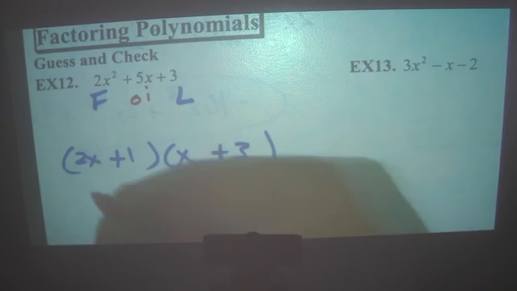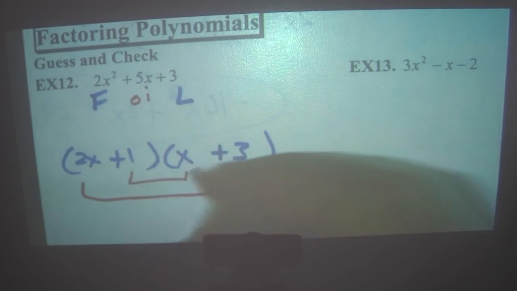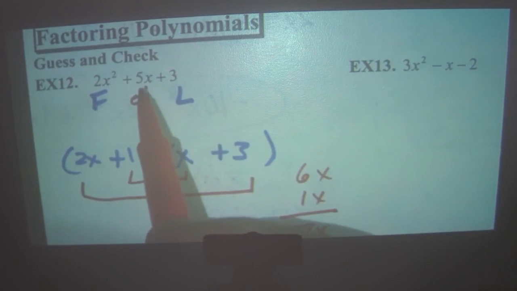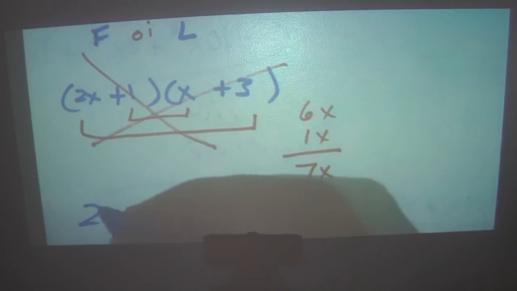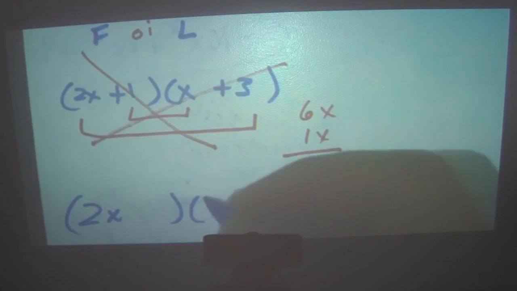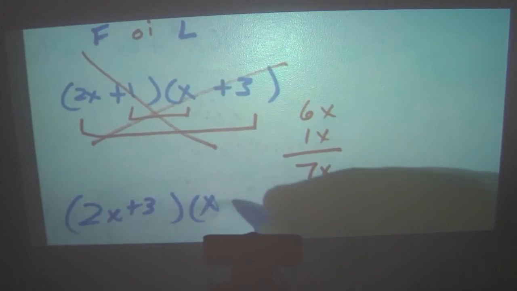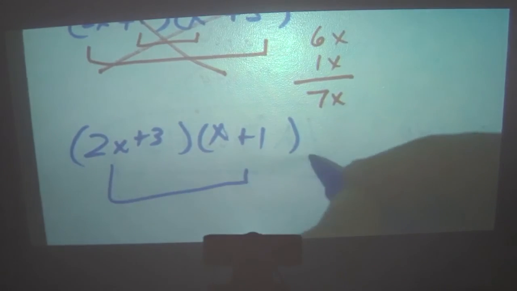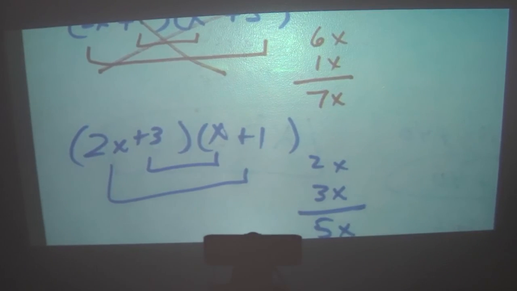Now, this is where I have to check it. I check my outers. That's 6x. I check my inners. That's 1x. 7x. Is that what I wanted? Oh. Try it again. That's why it's called guess and check. I check it. Don't work. I got to try it again. 3, put that 3 there. Put that 1 there. I check it. That's 2x. That's 3x. Yes. That's 5x. That's what I wanted.